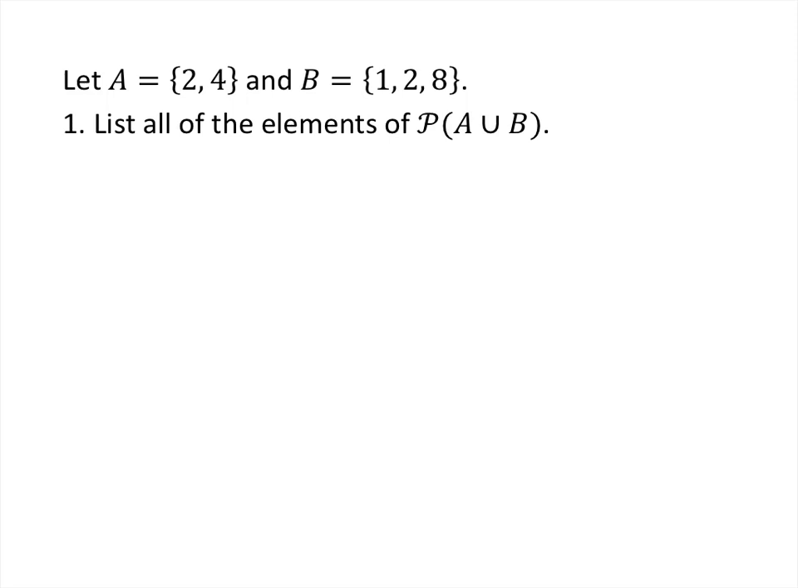So let's make sure we understand these symbols here. This symbol is the union, which means that we're taking the set A and the set B and combining all of the elements into one big set. And this symbol here is the power set, which means what we really want is a set containing all of the subsets of that set that we get by taking A union B.